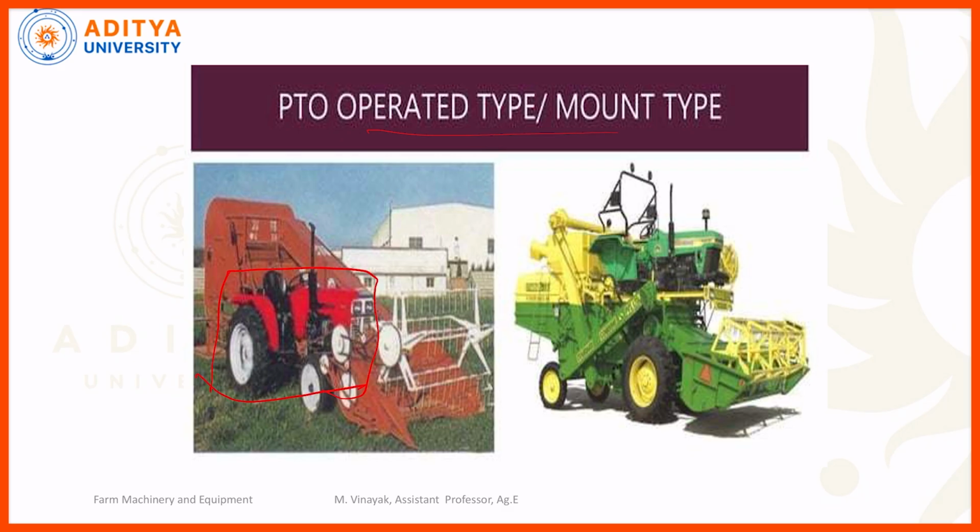In this tractor, the front part has the harvesting mechanism built in. The rear part has the threshing and winnowing mechanism built in. This one is a conveyor. After harvesting the crop here, by using the conveyors, you can send the crop towards the threshing unit. This one is tractor PTO operated. This one is a mounted type combine harvester.